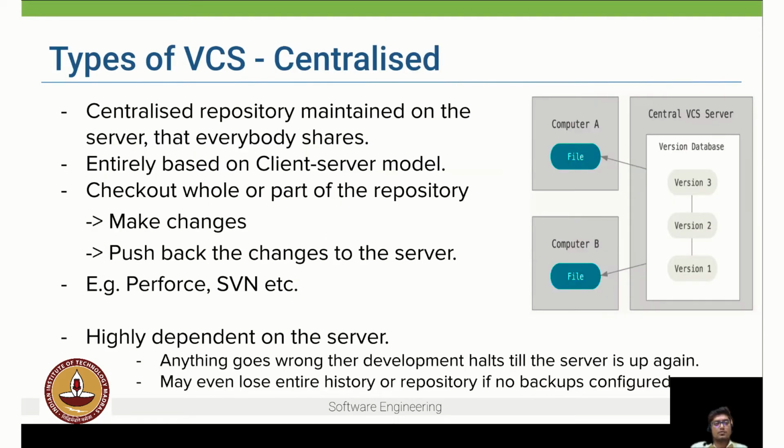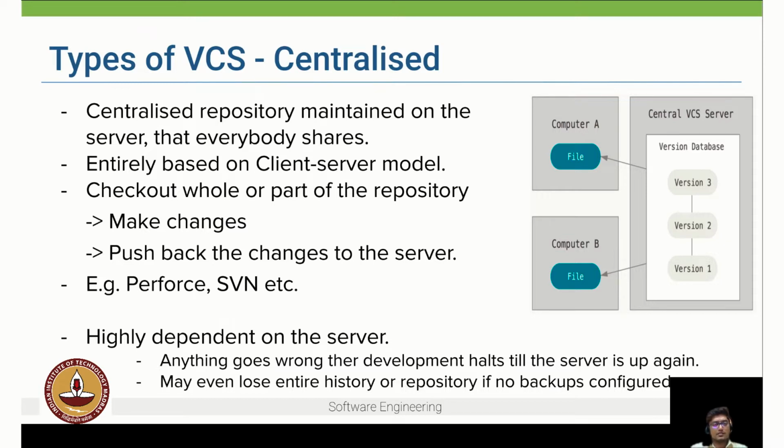So let's come to types of version control systems. The first one is centralized version control systems. In these kinds of version control systems, there is a centralized repository maintained on the server that everybody shares. So it is entirely based on the client-server model. A person who wants to make changes checks out the whole or part of the repository, makes changes, pushes the changes back to the server, and they are done.